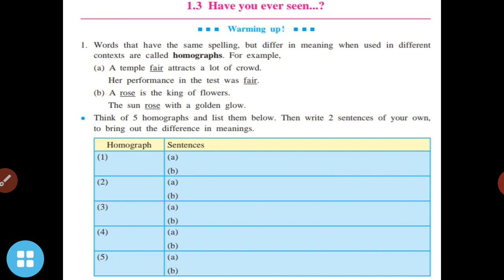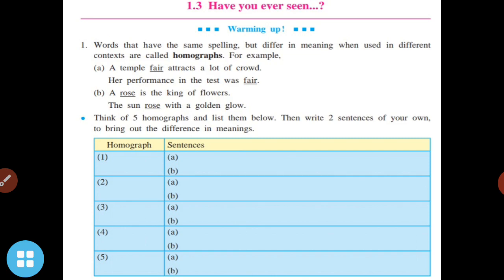In the same way, example B also has a homograph. What is written here? A rose is the king of the flowers. The sun rose with a golden glow. The homograph rose has two meanings. One word having two meanings can make two different sentences. A single word having different meanings and making different sentences is called a homograph. So here one chart is given.